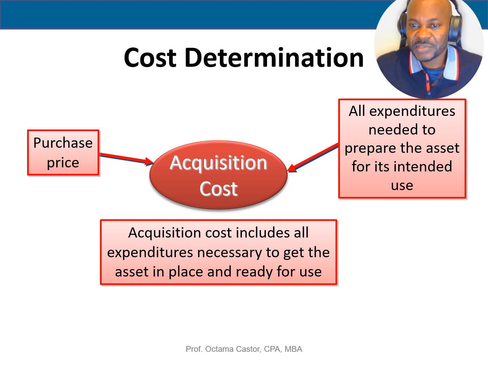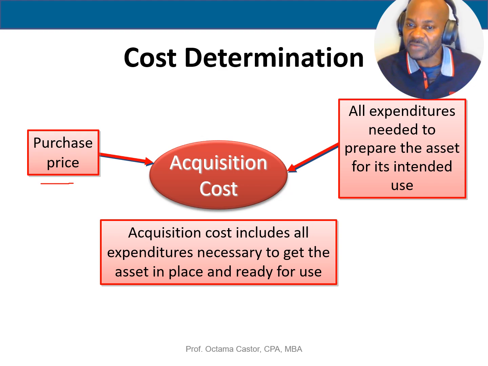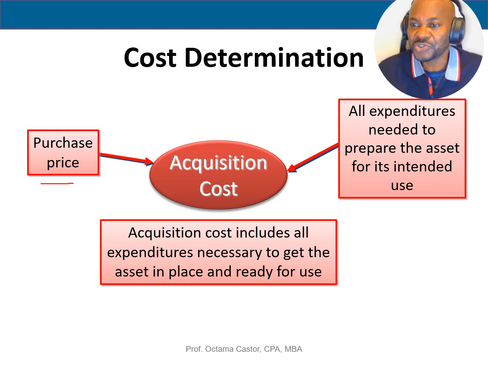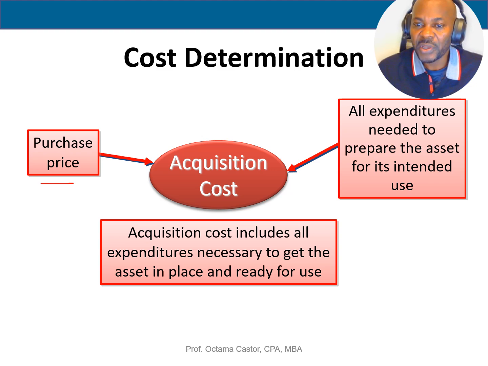What is the cost of the asset? How do you determine the cost of the plant asset? Well, the cost of the plant asset includes the purchase price, what you pay for it, but also all other expenditures that are needed to prepare the asset for its intended use. If you have to pay sales tax, if you have to pay insurance while the asset is in transit, if you have to pay programming costs, if you have to pay testing costs, all of these are included in the cost of the asset, and that's the cost you will be using when you calculate the depreciation.